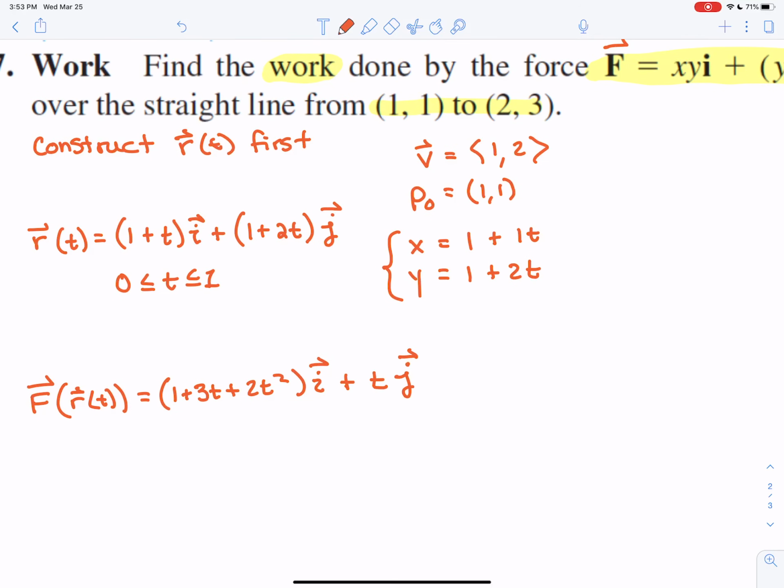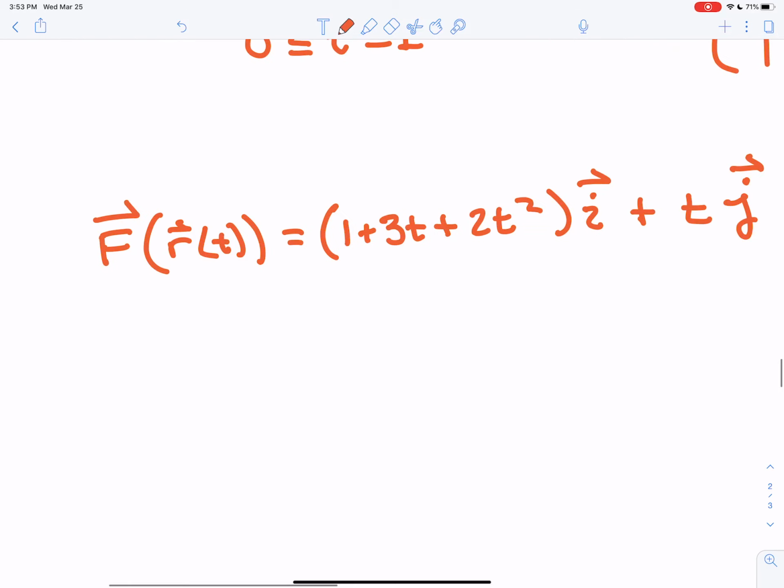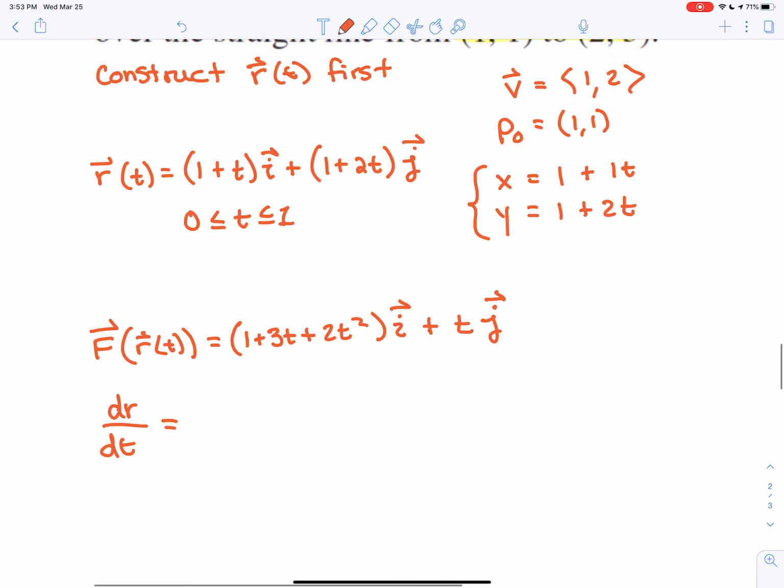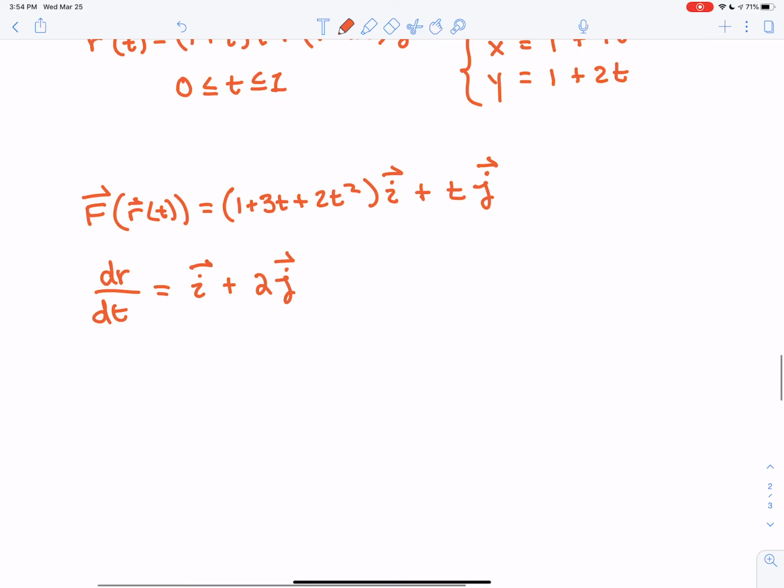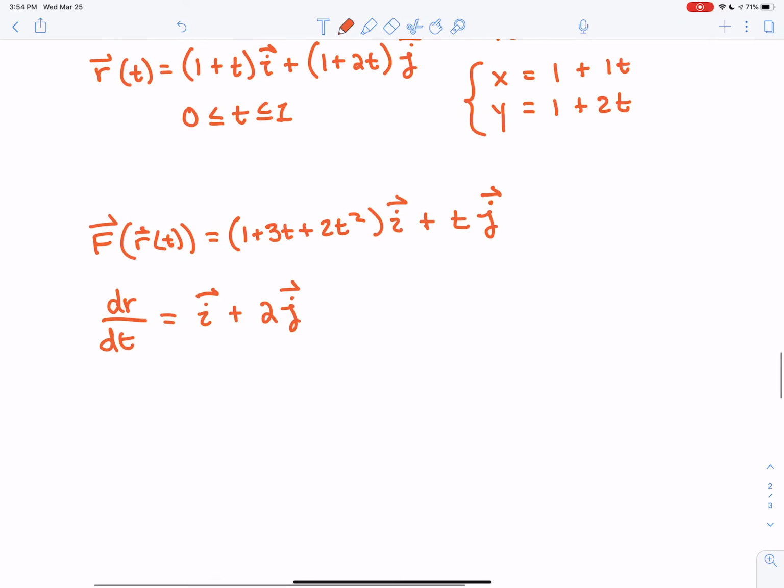Now we can also find dr dt, because we have to multiply by that. So in this case, the first derivative of r is just going to be 1i, so it's just i plus 2j. And now to set up our integral, we just need to dot dr dt, right? We dot dr dt with f of r of t.